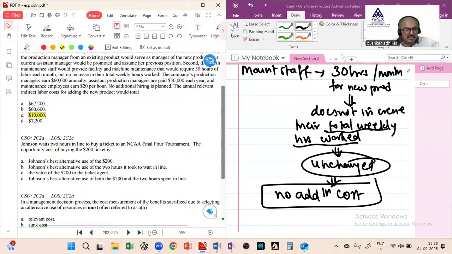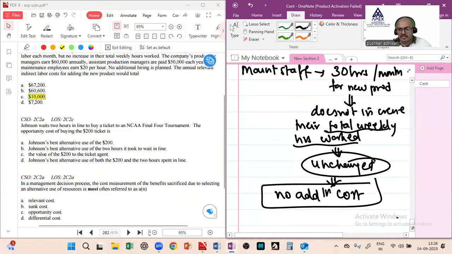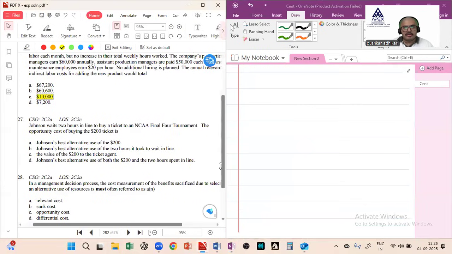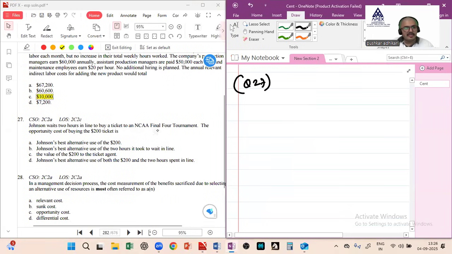Let's go to the next question. The next question is of Johnson. This is a rather simple question. For Johnson, we are looking at question number 27. Please pay attention. Johnson waits 2 hours in line to buy a ticket. So he has invested time plus the opportunity cost of buying the $200 ticket.